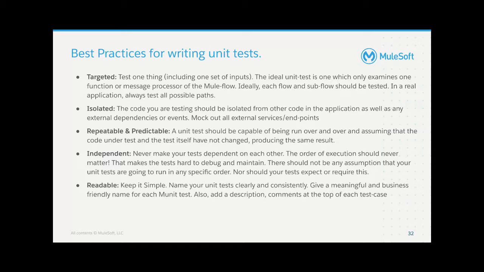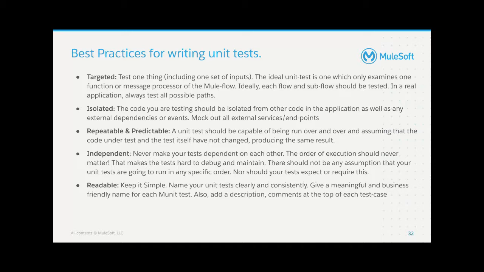Repeatable and predictable. The unit test should be capable of being run over and over, and assuming that the code under test and the test itself have not changed, producing the same result every time. No matter how many times you execute the same test, you should get the exact same answer, right? And the expectation is if you come back later and change the code and run the MUnit test, ideally, if you didn't break the system, everything should be green.